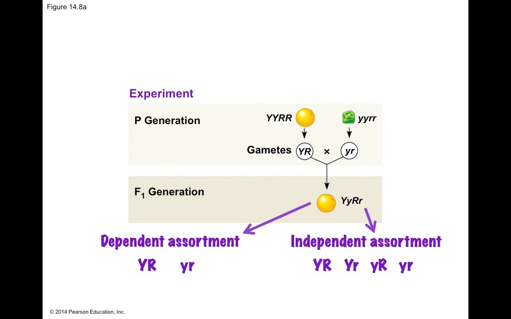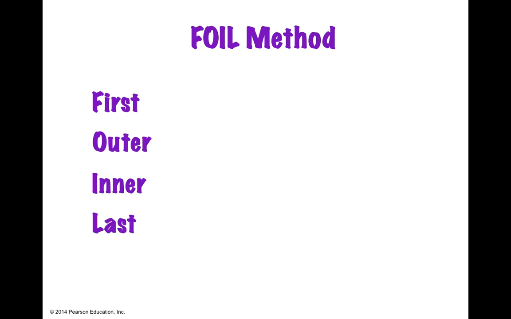Figuring out possible combinations of gametes is something you need to be able to do. If this is something you're not comfortable figuring out by just looking at the genotype, I'm going to show you what's called the FOIL method. FOIL is an acronym that stands for first, outer, inner, and last. Here's how you would apply this to a genotype combining 2 characters.